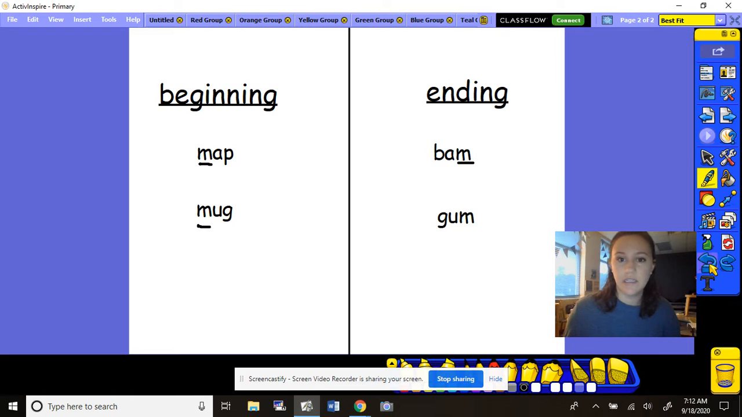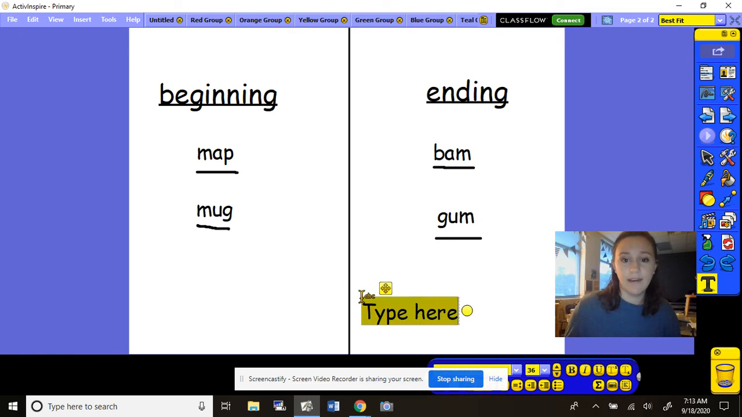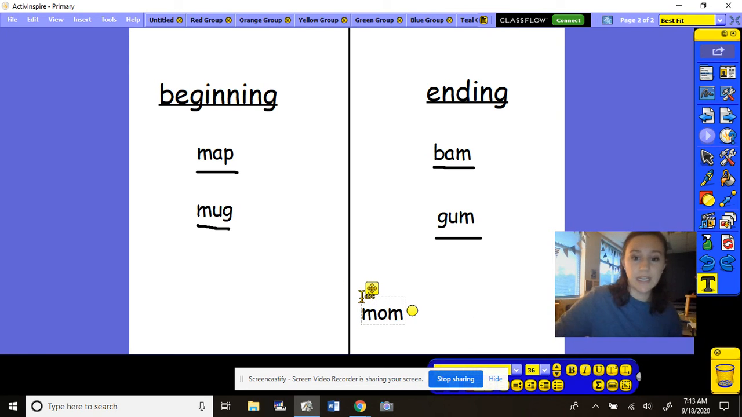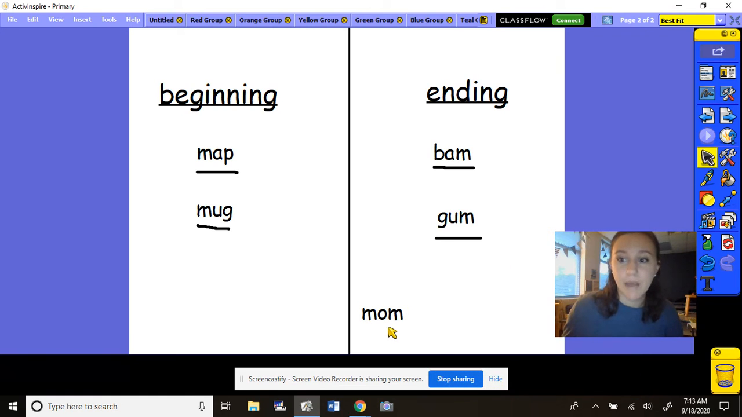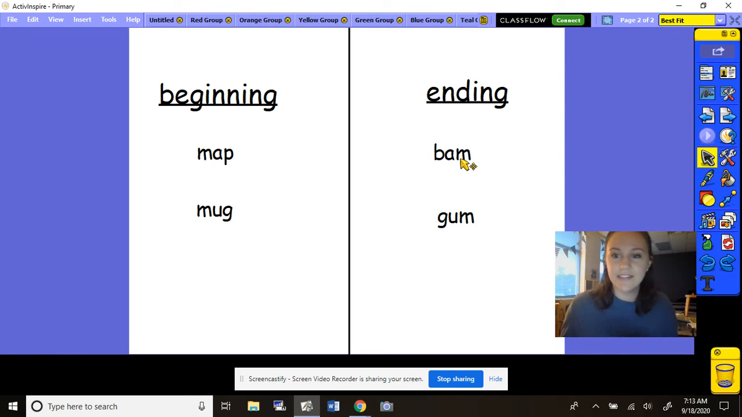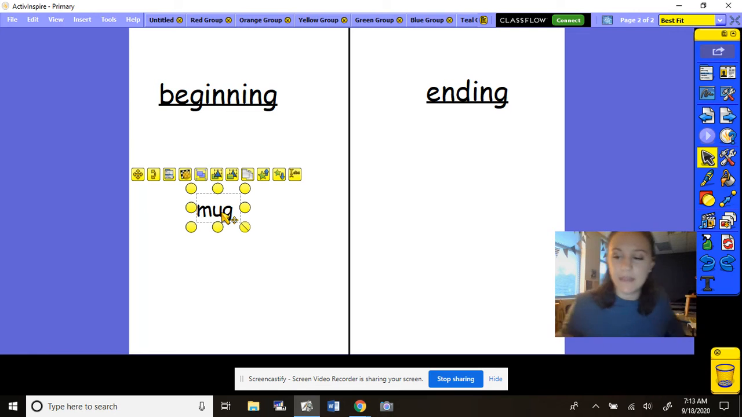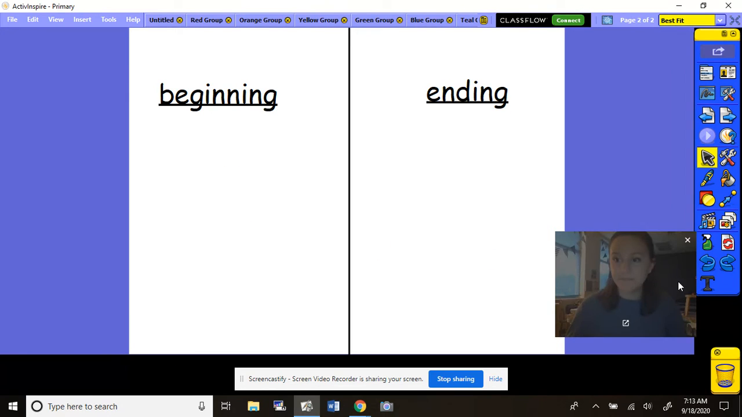So let's read those 4 words together. We're going to read the 2 beginning sounds and then the 2 ending. We're going to read the words. Here we go. Map, mug, bam, gum. And sometimes you have a word that has both. It has an M at the beginning and M at the end, like this word, mom. Mom has an M at the beginning and at the end. All right, so those are some words with M at the beginning and at the end.